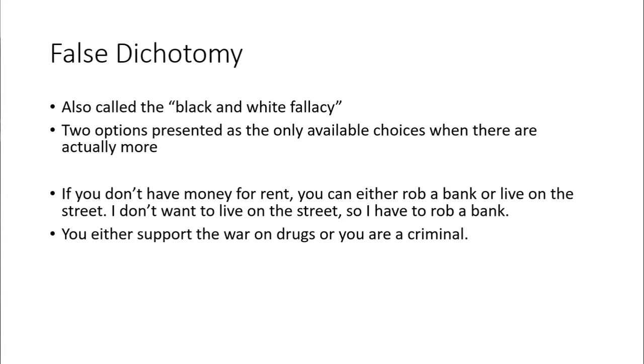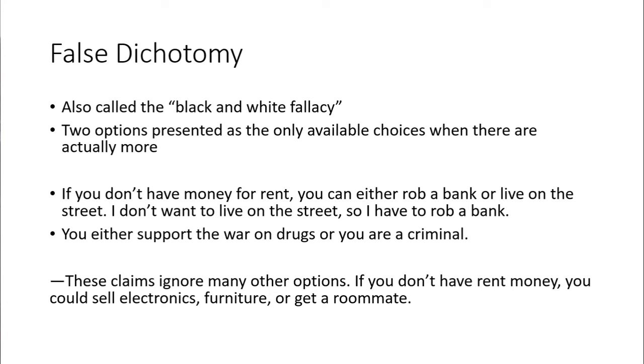Here is another example: you either support the war on drugs or you are a criminal. Now, in both of these cases, other options are ignored. In the first example, there are not literally only two options to deal with not having rent money. For example, you can sell electronics or furniture, or get a roommate. You can do lots of other things besides rob a bank. And there are many other choices besides living on the street, and each of the options you can take to prevent lacking money for rent.